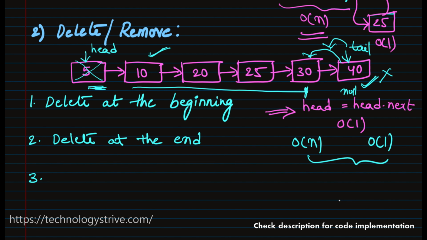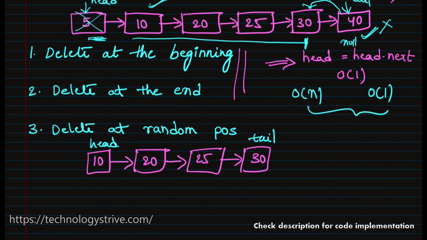Now let's see delete at a random position. Let's say we have to delete 25. Again, we have to start from head only and travel till here. This is the node we want to delete, so we have to stop one node before it, and mark 20's next to 30.